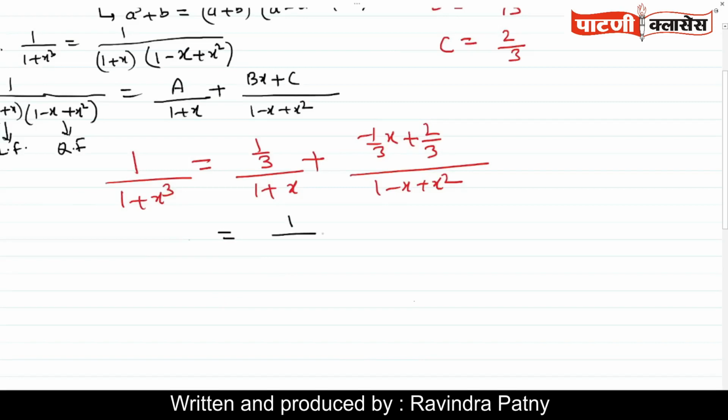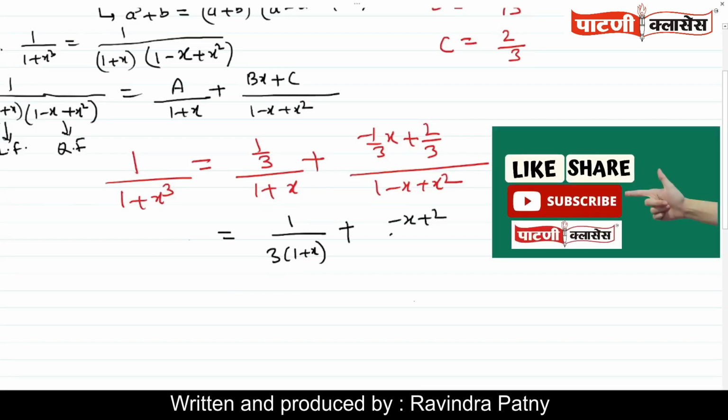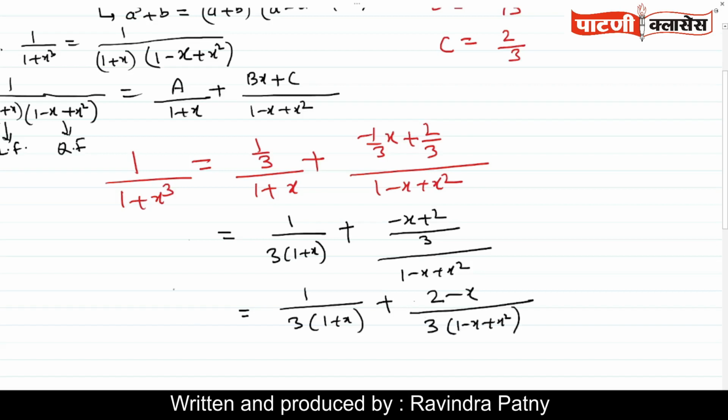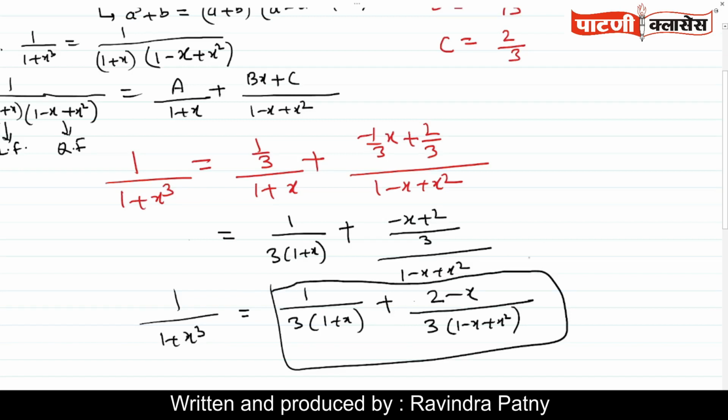Next step, 1 upon 3 into 1 plus x, plus minus x plus 2 upon 3 into 1 minus x plus x square, equals 1 upon 3 into 1 plus x, writing the positive term first, therefore 2 minus x upon 3 into 1 minus x plus x square. So 1 upon 1 plus x cube equals 1 upon 3 into 1 plus x, plus 2 minus x upon 3 into 1 minus x plus x square. And these are the required partial fractions.